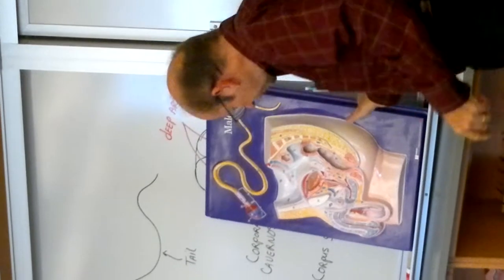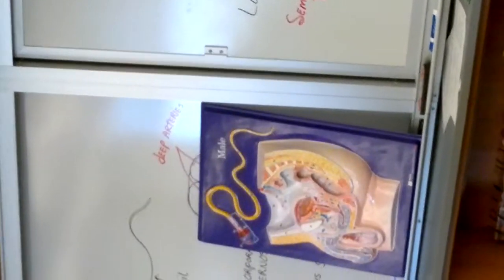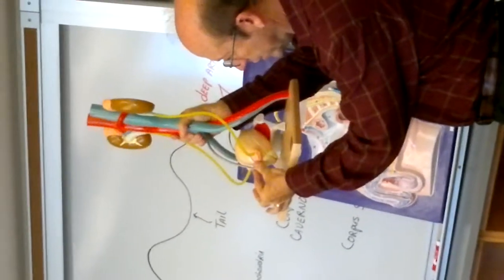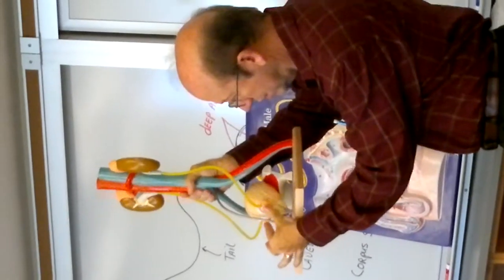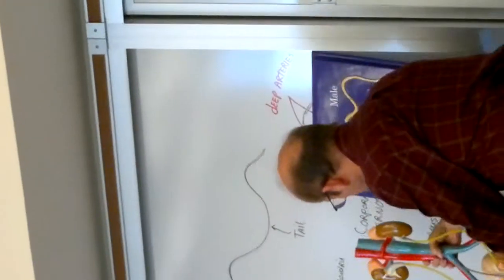And on the model over here that I'll tell you about, these little white things here are the ductus deferens coming around the back side of the urinary bladder. And these are the seminal vesicles on this model.